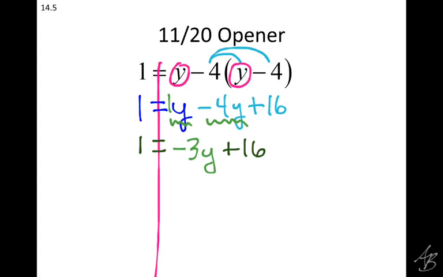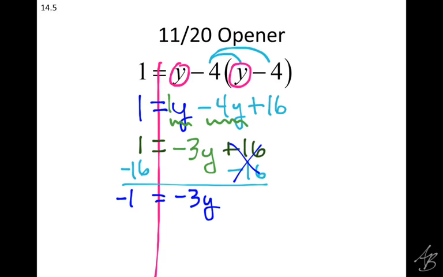What next? Minus 16. Okay, we'll get rid of the 16. Again, it's just a two-step equation now. So we subtract 16 on each side, which leaves negative 3y on the right. And on the left side, 1 minus 16 is negative 15.